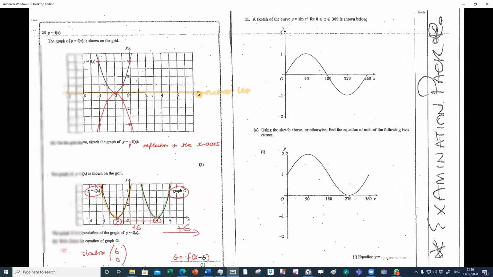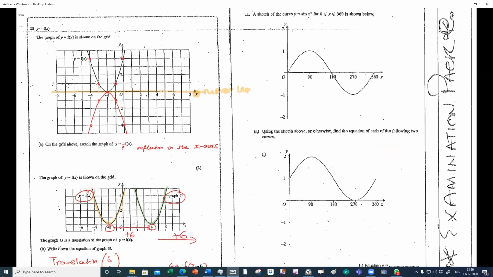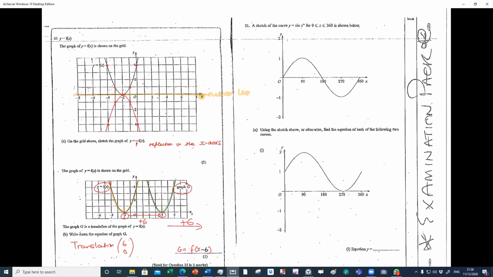All right, next question. Carry on. Do number 11 for me as well, please. Read. A sketch of the curve y equals sine x for 0 ≤ x ≤ 360 is shown below.